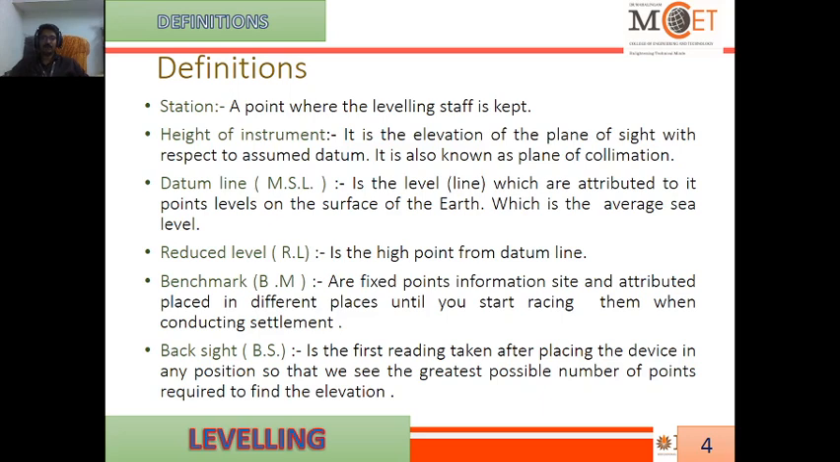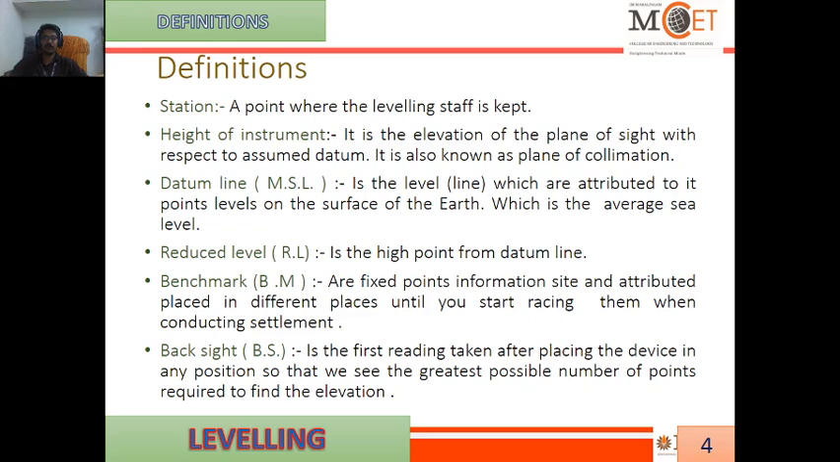Then height of instrument means the elevation of the plane of sight with respect to an assumed datum. The datum we will discuss later. From the standard reference, what is the height of my instrument, right? There is some standard point, or temporarily I consider that point as standard, and I have a value for it. From that elevation value, what is my height of instrument? It is also known as the plane of collimation, right?